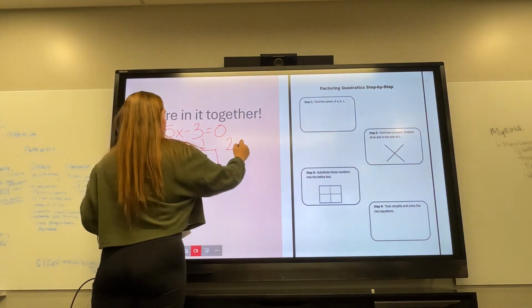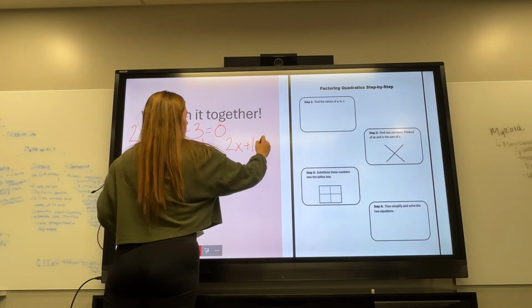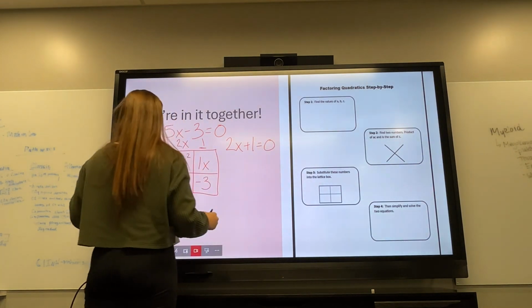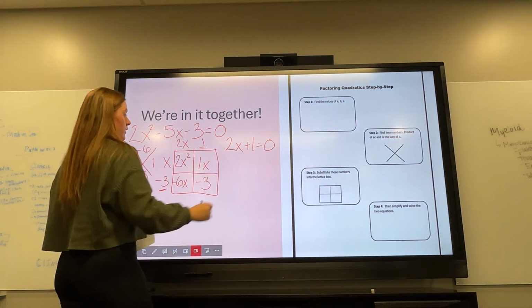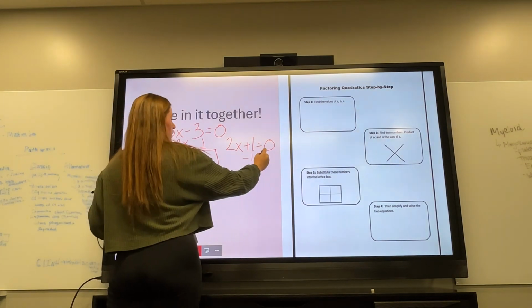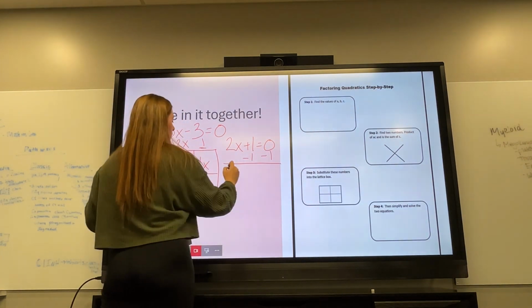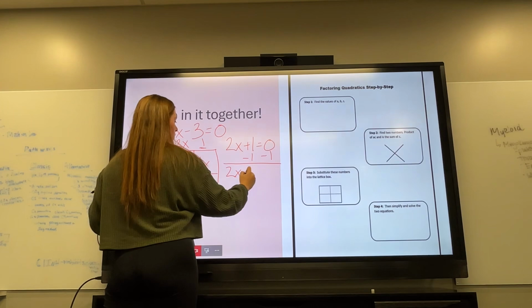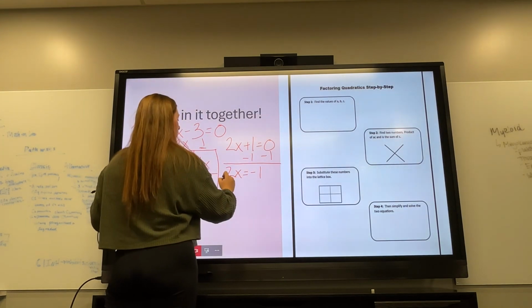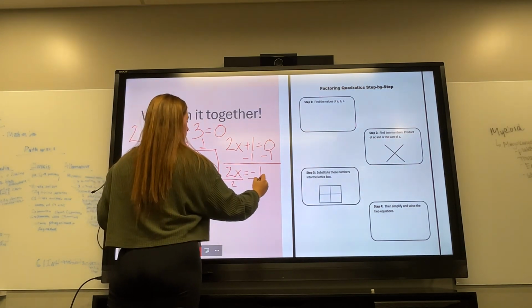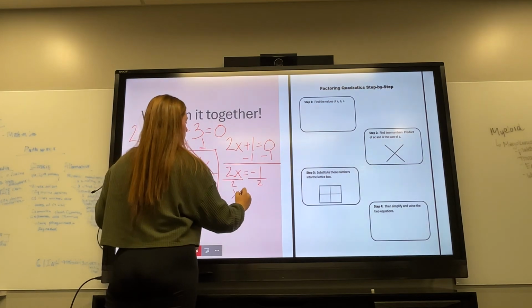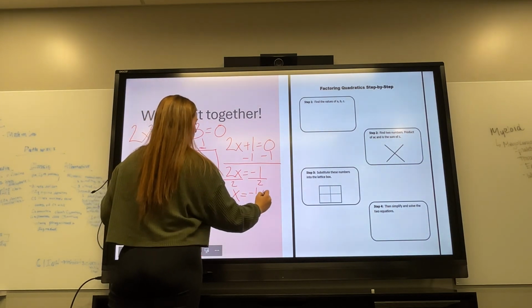So we have 2x plus 1 equals 0. Okay, let's solve for x. Subtract 1. 2x equals -1. Now we're going to divide both sides by 2. So we have x equals -1/2.